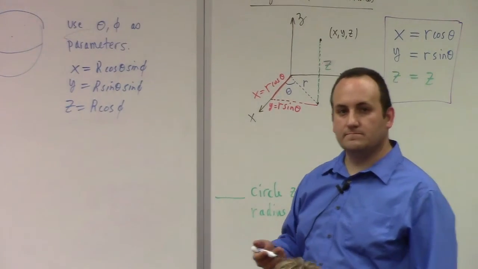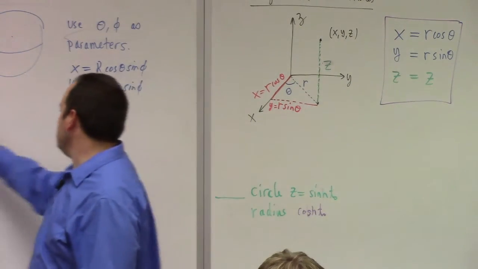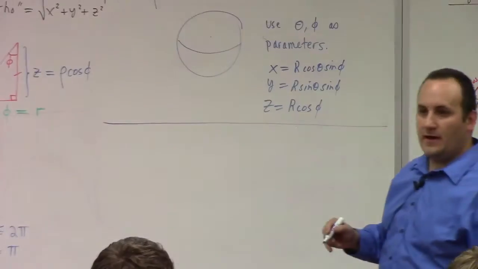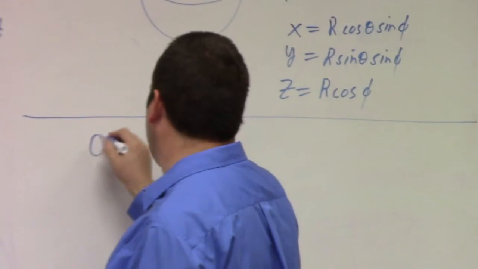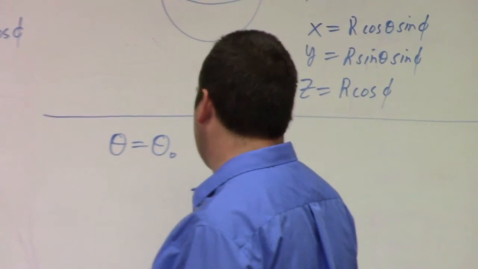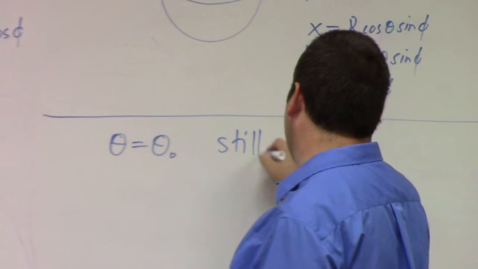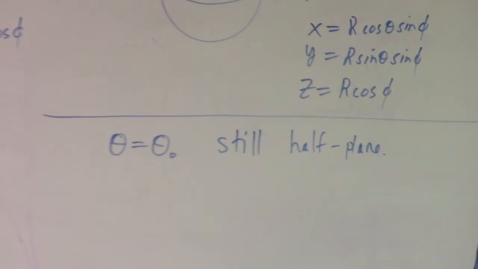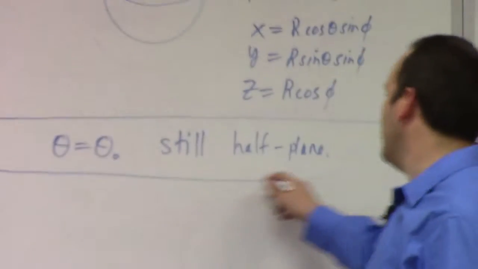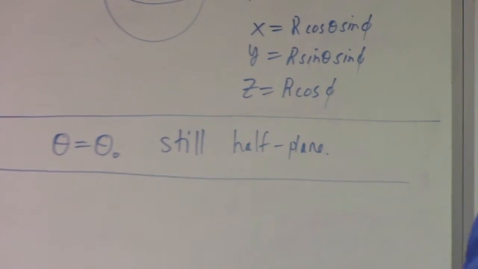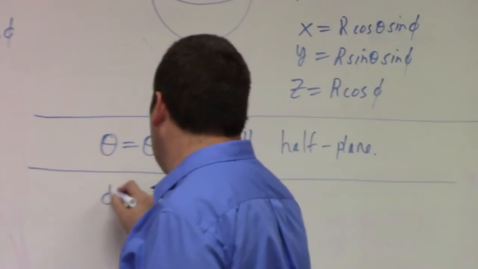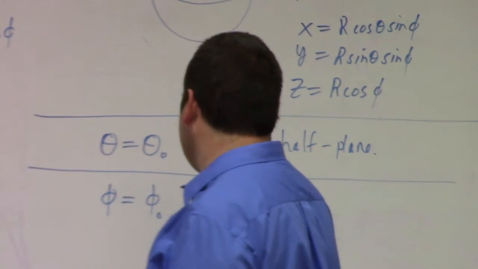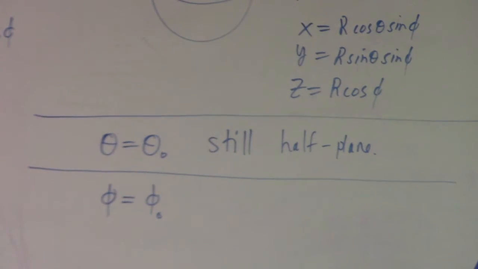Now, how about theta equals theta naught? Still a half plane, right? Been there, done that. It's the same theta as the cylindrical coordinate theta. But the new one that's interesting is phi equal to phi naught. What's that? Can you see it?